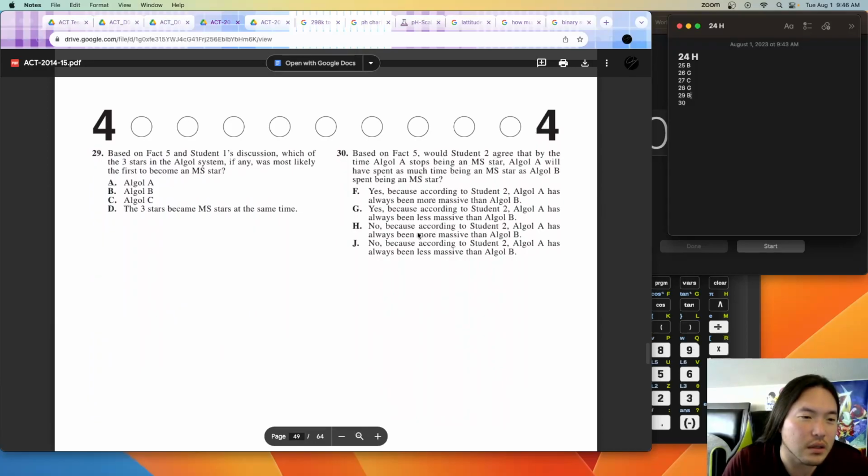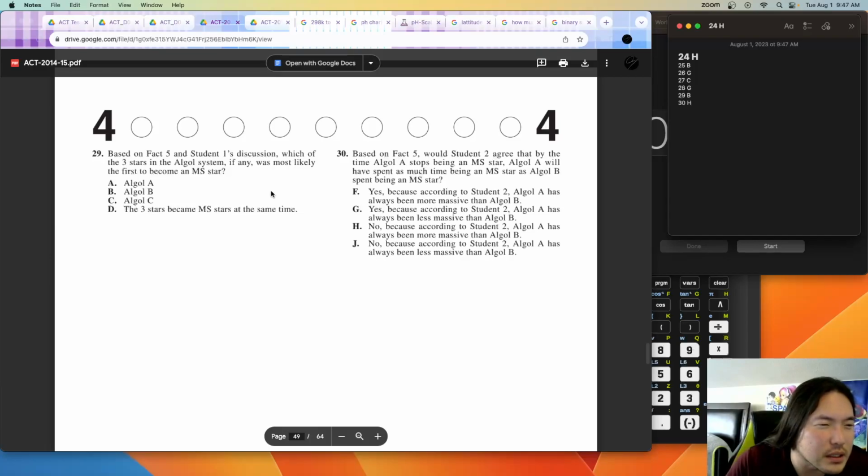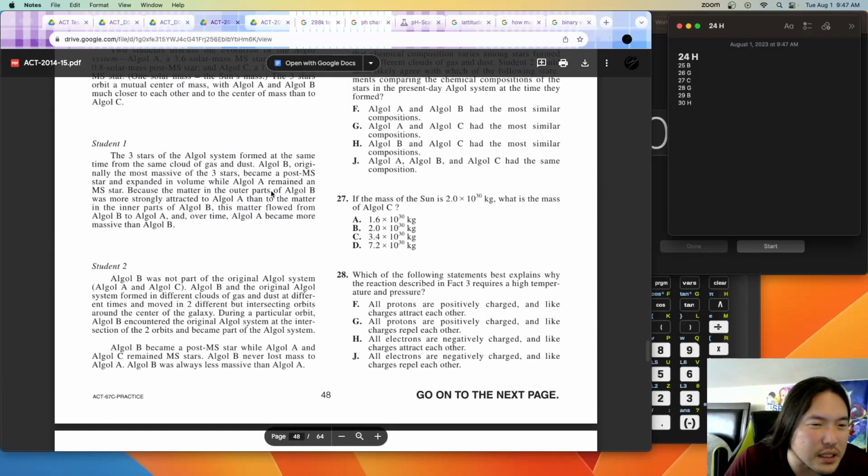Yeah, and this is where the descriptions become super helpful, right? Because according to student 2, angle A has always been more massive than angle B. Yeah, and I want to go back to one of the questions, make sure I'm getting everything lined up properly.